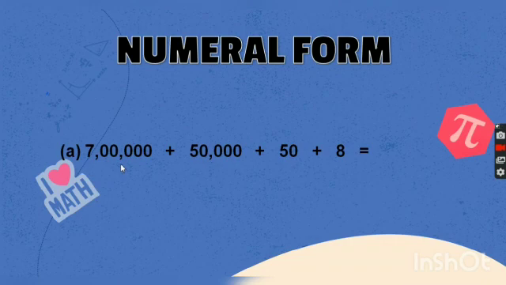Numeral form for this number. What is this? 7 lakhs, 50,058. How many lakhs are there? 7 lakhs. How many 10,000s are there? 5 ten-thousands. For that you put 5 here.